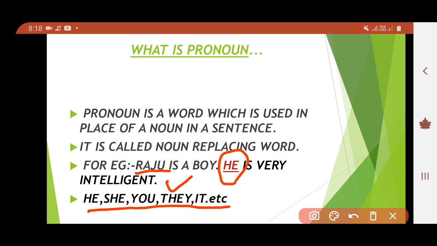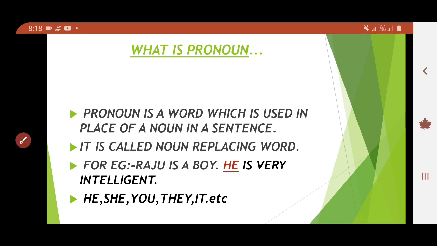Okay. So students, once again you are clear with what is pronoun. Pronoun is a word which is used in place of a noun in a sentence, and it is also called noun replacing word. Okay. So now let us go to another topic, that is kinds of pronouns. There are 10 kinds of pronouns. So let us check it out.